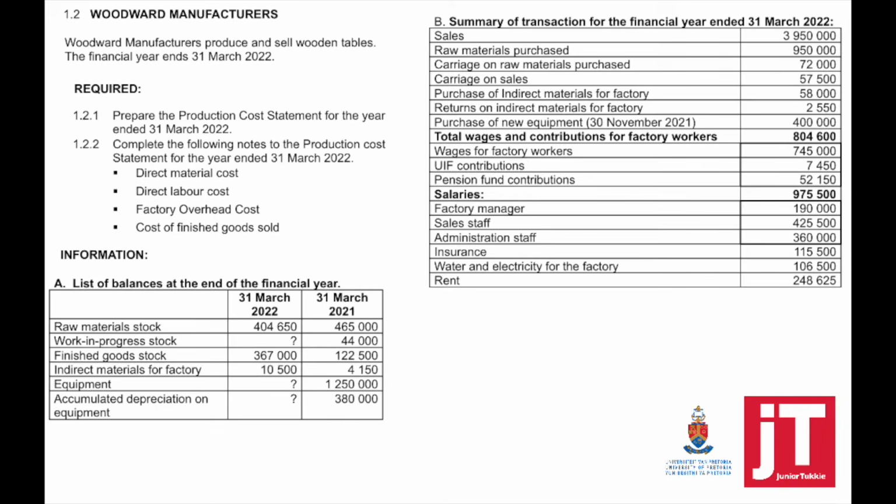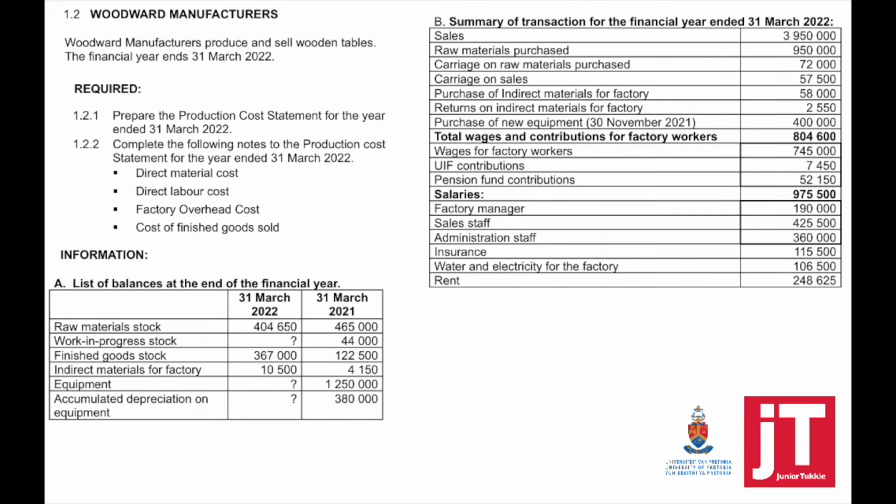Question 1.2, Woodward Manufacturers. Woodward Manufacturers produce and sell wooden tables. The financial year ends 31 March 2022. Required: prepare the production cost statement for the year ended 31 March 2022. And complete the following notes to the production cost statement for the year ended 31 March 2022. So we need to complete the direct material cost, direct labor cost, factory overhead cost, and cost of finished goods sold.